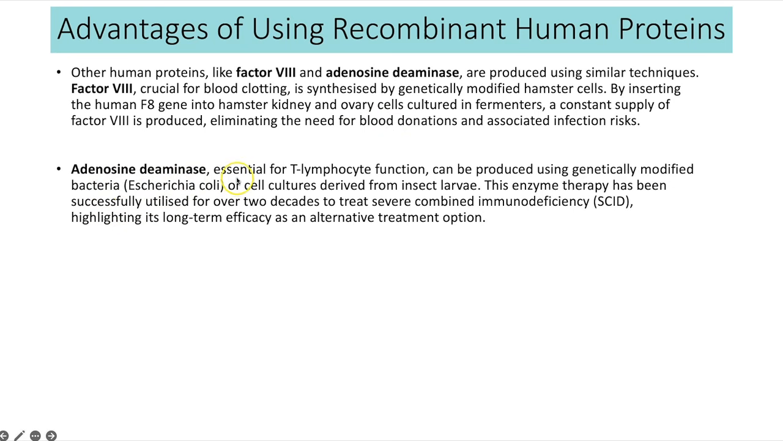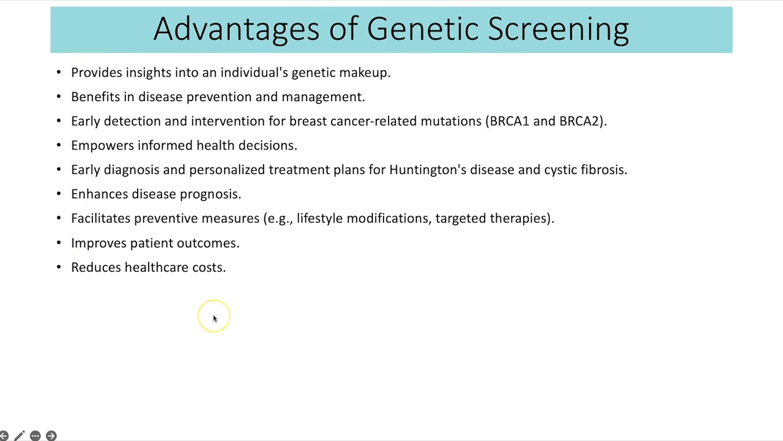Adenosine deaminase is essential for T lymphocyte function and can be produced using genetically modified bacteria, E. coli, or cell cultures derived from insect larvae. This enzyme therapy has been successfully utilised for over 2 decades to treat SCID, or severe combined immunodeficiency, highlighting its long-term efficacy as an alternative treatment option.